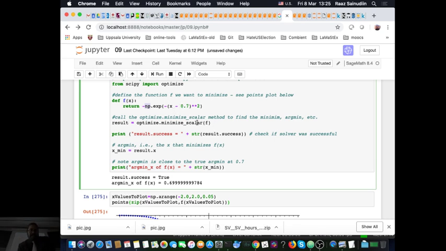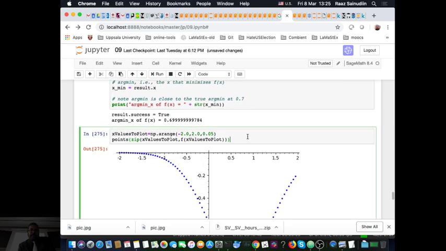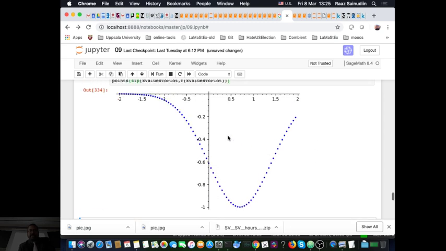Here it's not a big deal. Later on it'll become more important. Okay, so I'm just plotting this function just to see. Yeah, it's just x squared translated, and the minimum is at 0.7.